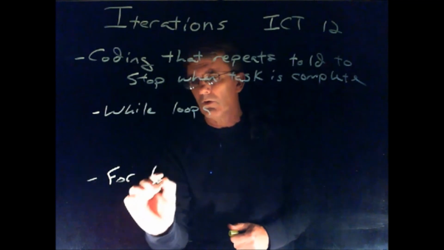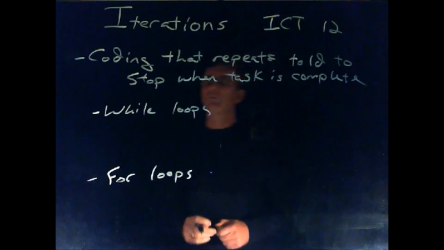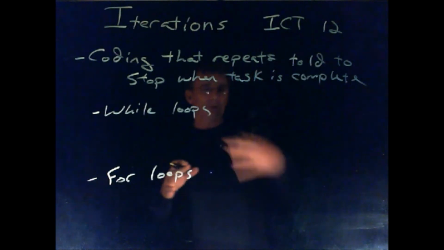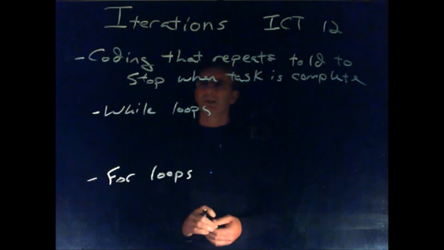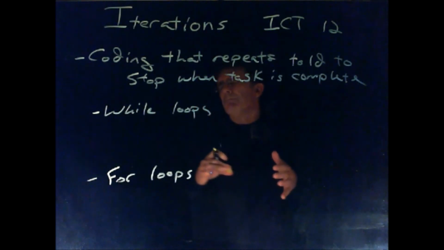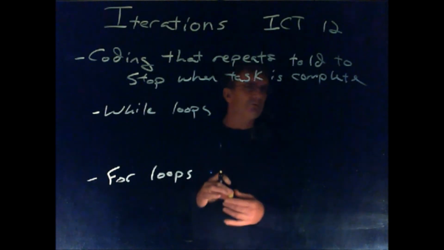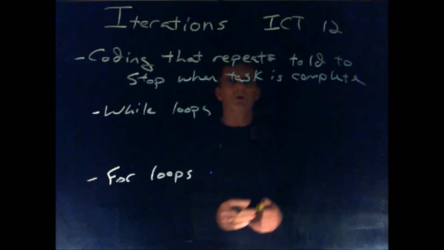Now, there are 2 types of for loops. We're only going to look at one of them for the time being, and then later on I'll introduce the other type. There's really no difference between a while loop and a for loop. You can usually make them both work.